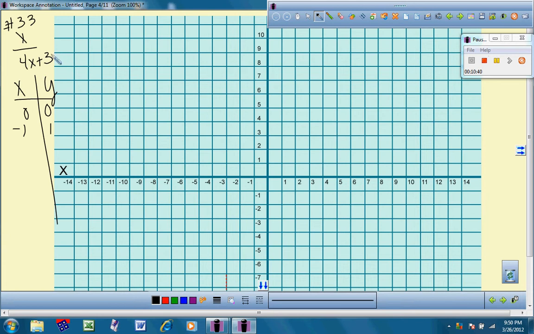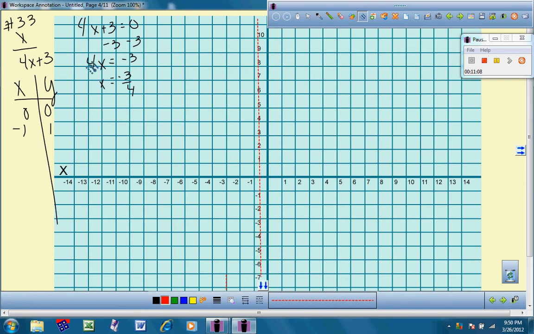makes my denominator 0. So all you're going to do is take your denominator, set it equal to 0, and solve for x. So we get 4x is equal to negative 3, divide out the 4, negative 3/4. Alright, so our vertical asymptote is actually at negative 3/4, which is approximately right here.